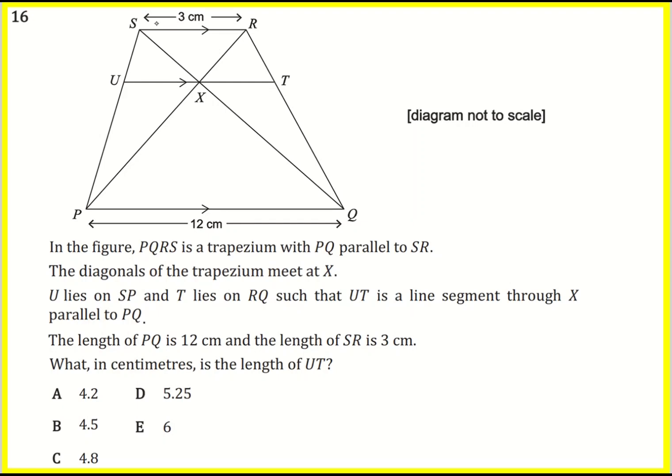We're given a trapezium with the top and the bottom sides parallel, but also UT is parallel to those two. And we're told that the top one is 3, the bottom one is 12, and we're asked to work out UT.